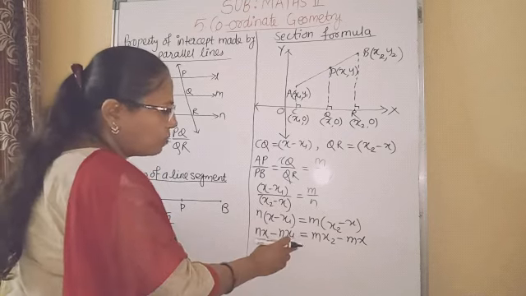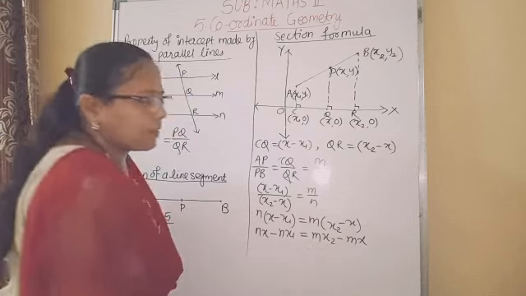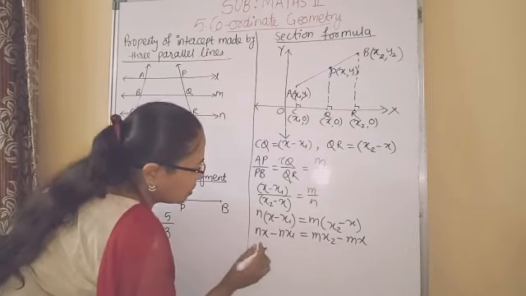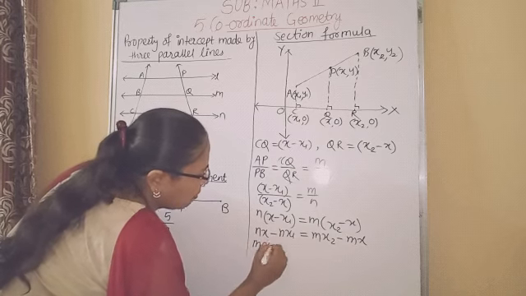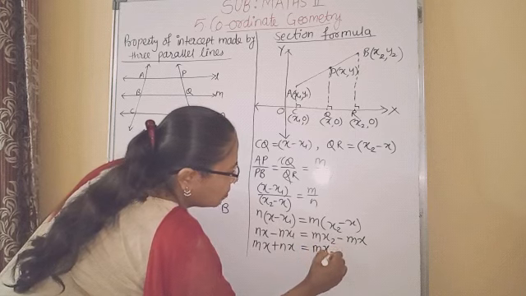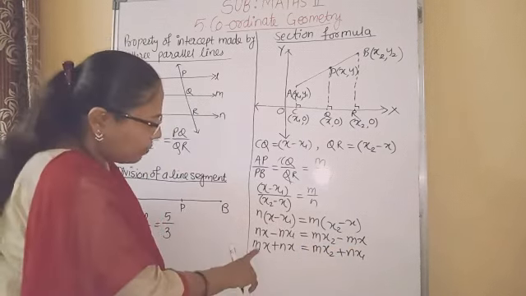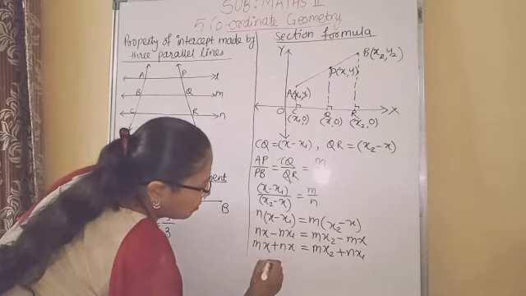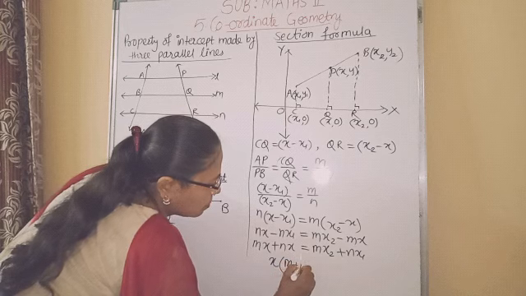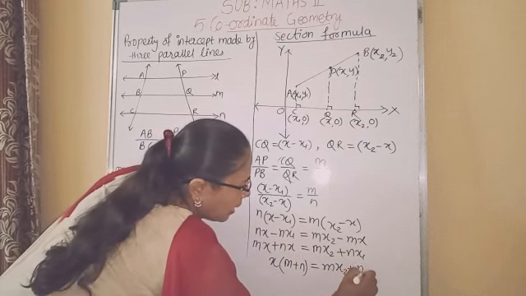Now we will take these x coordinate terms on the left side and x1 on the right-hand side. So if minus mx we take on this side, we will get plus mx plus nx equal to mx2 plus nx1. Followed? Now here we will take out x as a common factor and in bracket we will get m plus n, and here mx2 plus nx1.